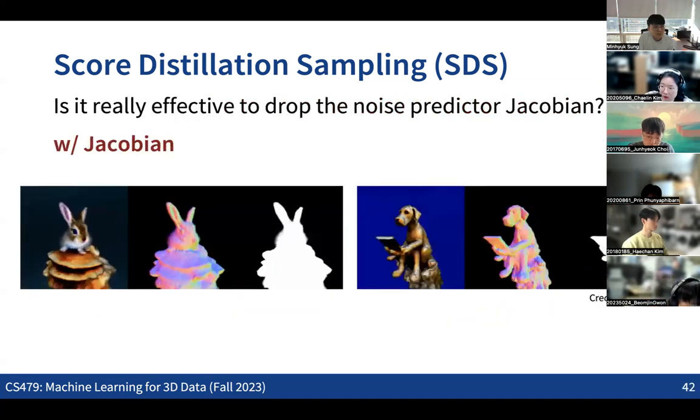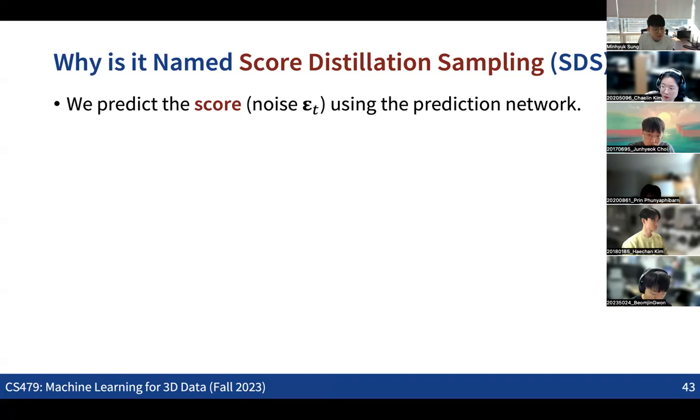Any questions on this? So the question here is: does this mean that the noise prediction UNet is not efficient? Well, it's not that small a network. It's a big UNet, and computing the Jacobian over the UNet takes a lot of GPU memory. So people try to make it more efficient by dropping the Jacobian term.